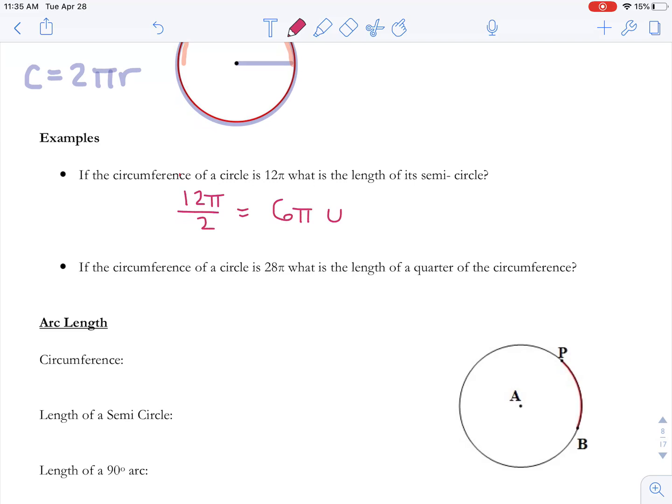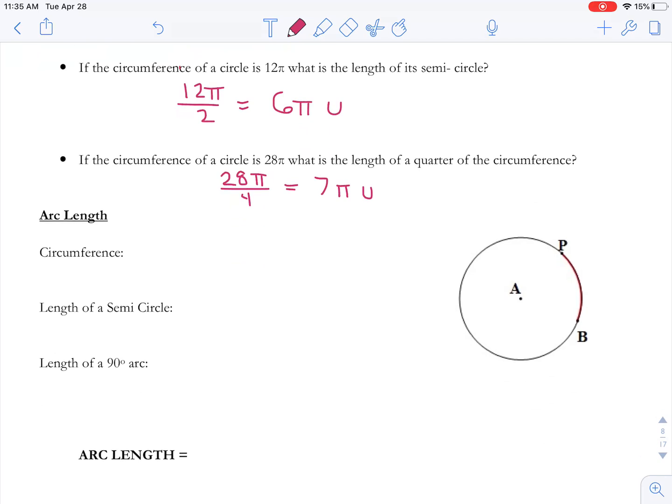If the circumference of a circle is 28 pi, what is the length of a quarter? Well, again, kind of thinking about when we look at area, we have a full circumference, we're looking for a quarter of it. So times by 1/4 or divide by 4. That'd be 7 pi units.